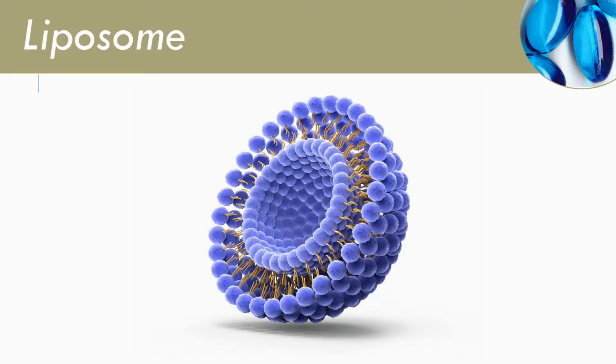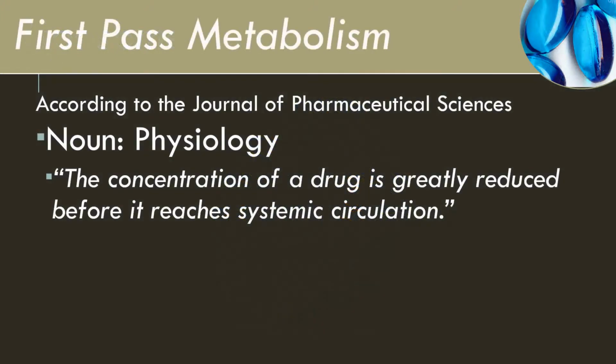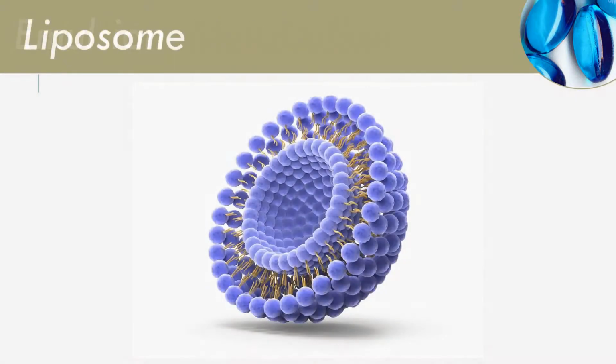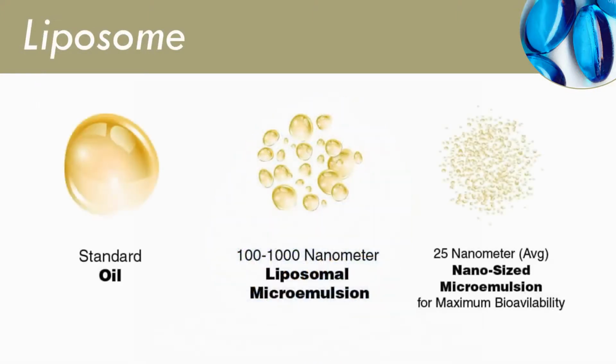While we're now able to overcome the issue of water and fat solubility, we do have a secondary hurdle to bioavailability that we have to discuss, and that is first-pass metabolism. First-pass metabolism is a phenomenon whereby the concentration of a drug is greatly reduced before it reaches systemic circulation. Let's take a look back at our liposome. Now, imagine we're going to take our liposome through additional treatments by breaking down the size of the droplet even further. We continue to break the oil down until the average droplet diameter is only approximately 25 nanometers.